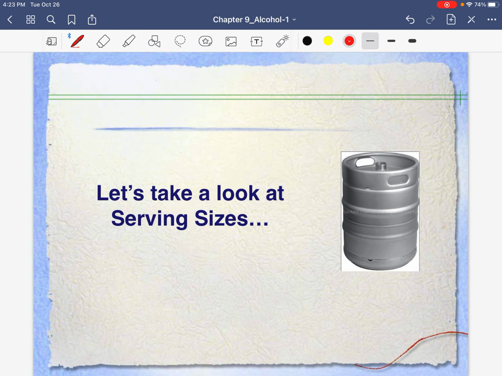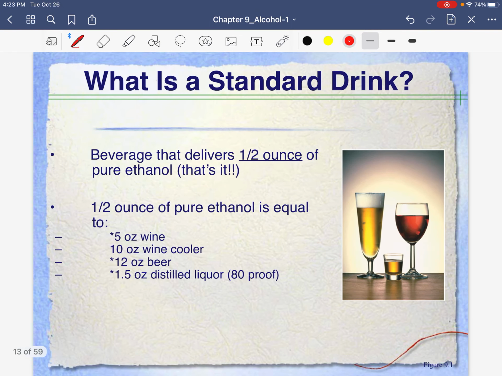Okay, we mentioned serving sizes way back in, I believe it was chapter 2, and we talked about serving sizes of meat and fish. That was 3 ounces. We talked about, I think, cooked pasta, was it half cup, something like that? So I want to point out the serving sizes for alcohol because it's probably less than you might think. You should know the ones that have a star beside them.